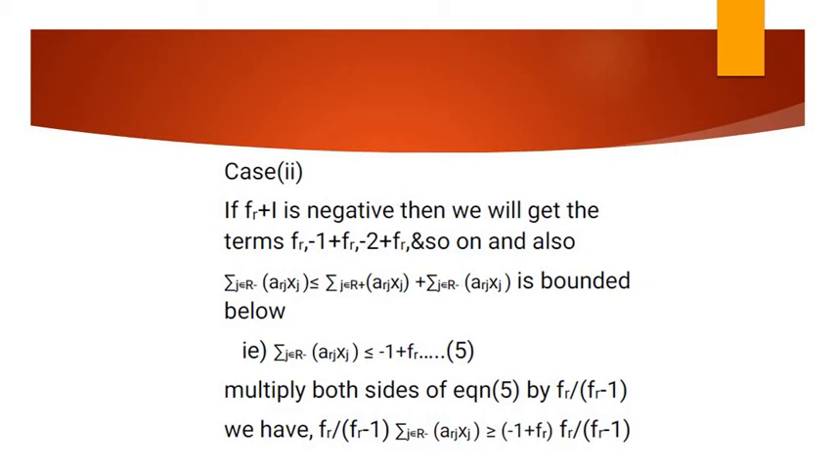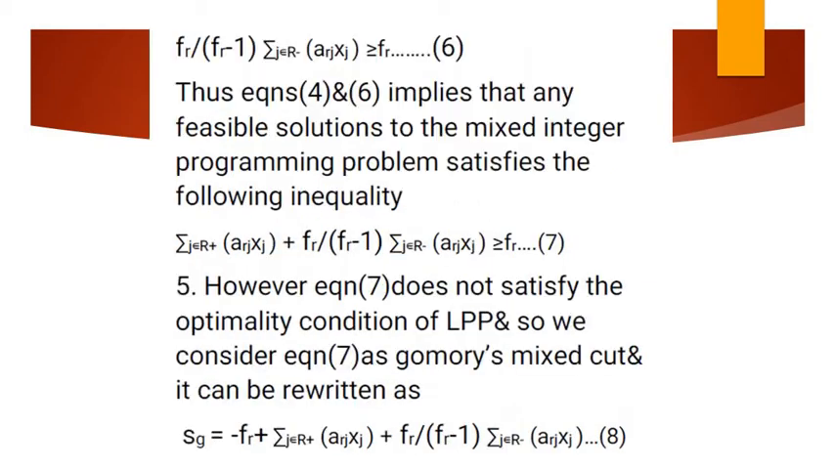So we have fr by fr minus 1 into sigma arj xj when j belongs to r minus is greater than or equal to minus 1 plus fr into fr by fr minus 1. Therefore, fr by fr minus 1 sigma arj xj when j belongs to r minus is greater than or equal to fr. We take that as equation number 6.